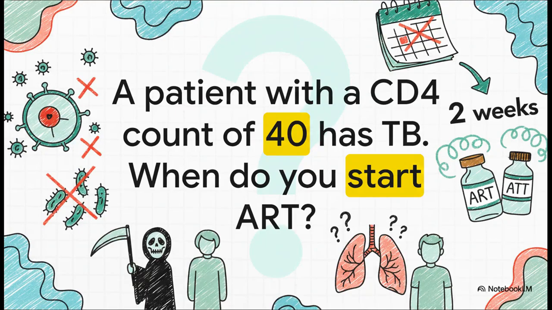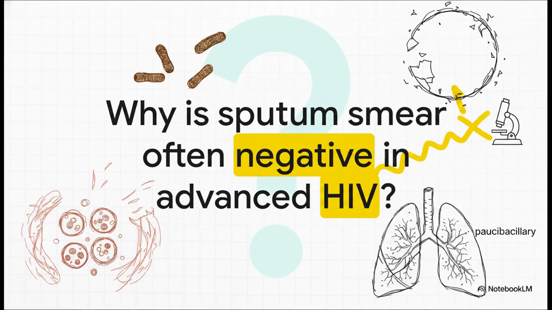Okay, let's put that knowledge to the test. Here's a classic Viva question. You have a patient with a CD4 count of 40 who's just been diagnosed with pulmonary TB. When are you starting ART, and more importantly, why? The answer you give is, ART should be started within 2 weeks of initiating ATT. The reason is that in severe immunosuppression, the risk of death from another opportunistic infection is much higher than the risk of developing IRIS.